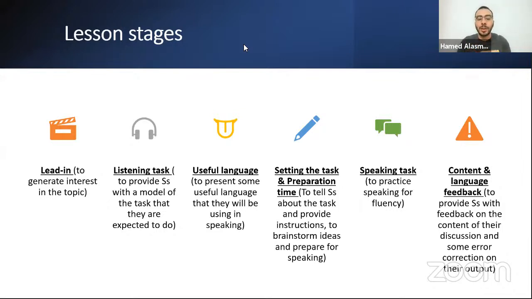Mustafa, we are talking about speaking stages for a lesson, speaking lesson stages. So those are the stages and the aims.